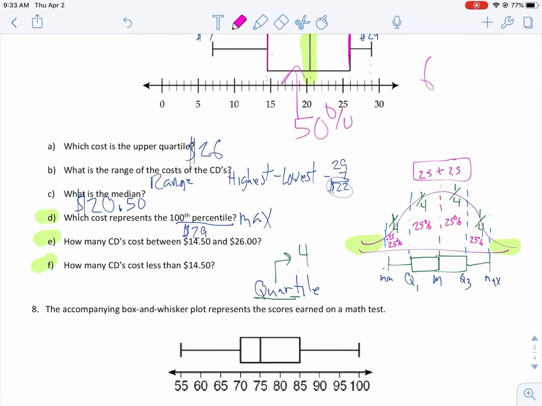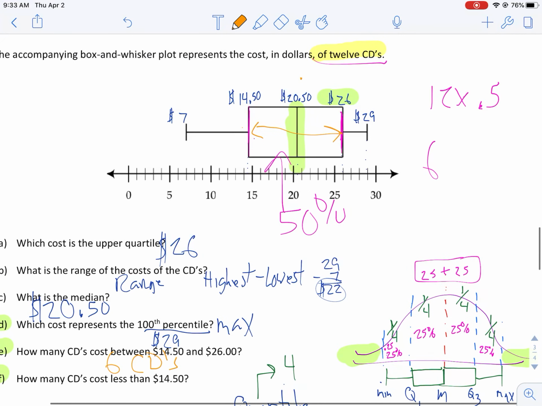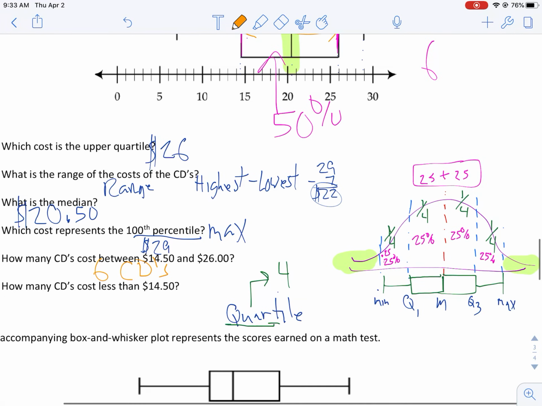Okay? So how many CDs cost between those two? 6 CDs, because that is 50%. Where did I get that from? This is Q1 and this is Q3. So they're looking for the range, this interquartile range here. They're looking for the amount there. That's again a confusing concept. I understand that, but that's what that means.